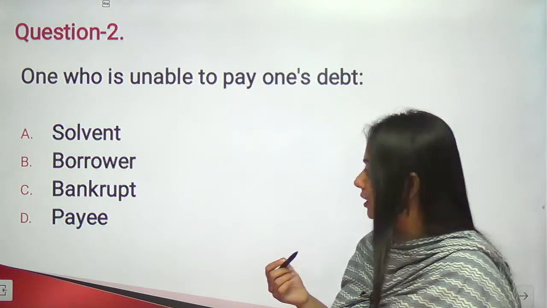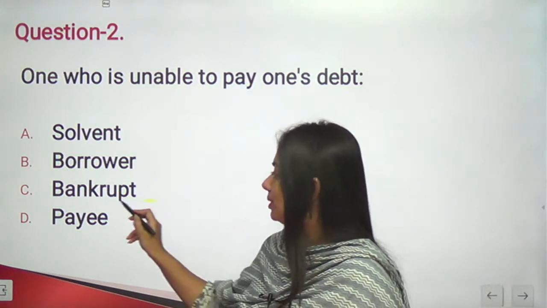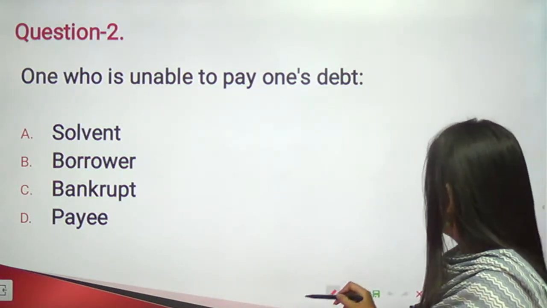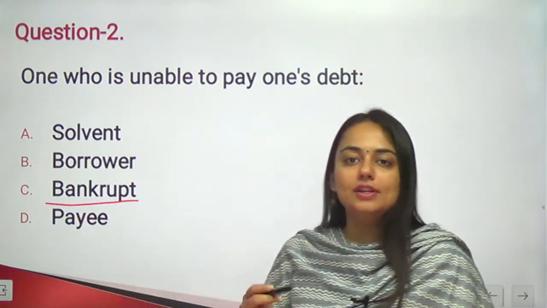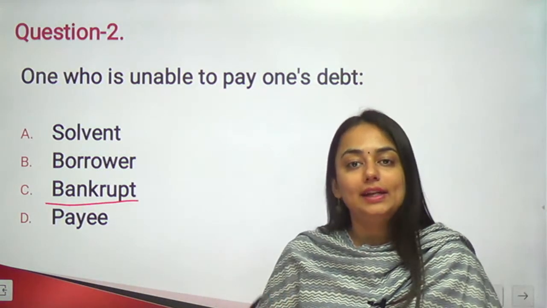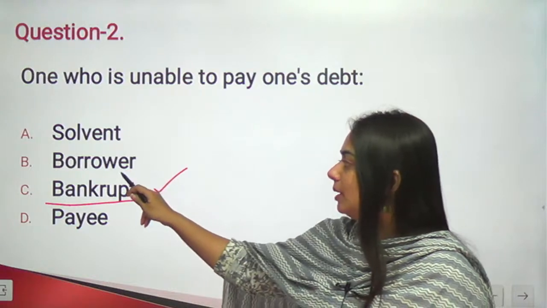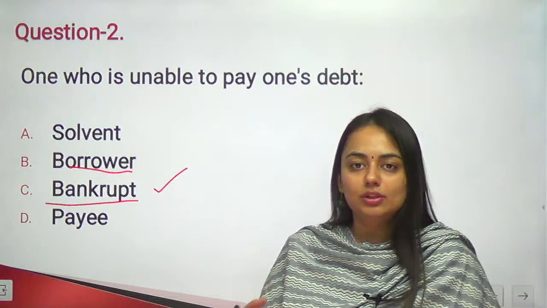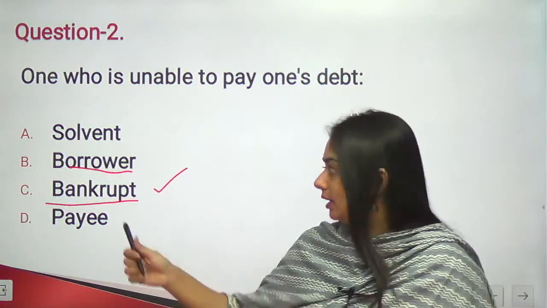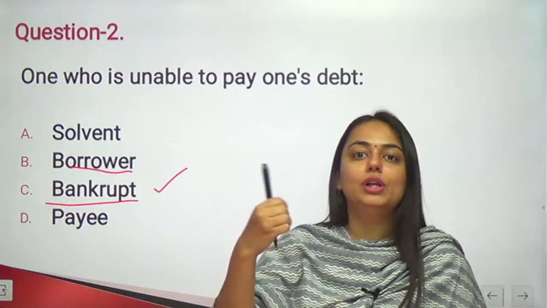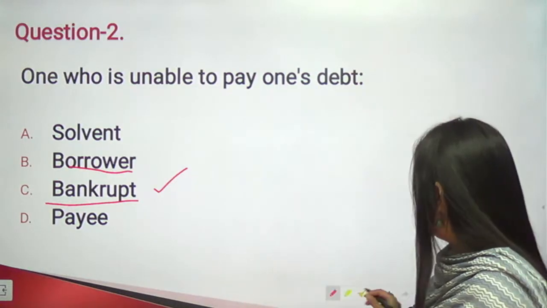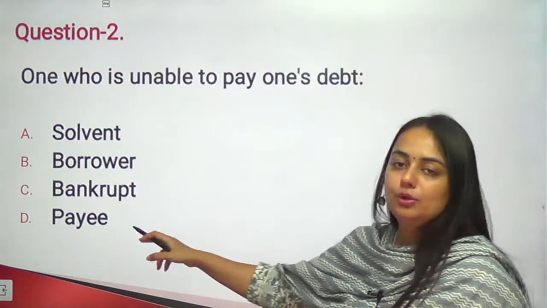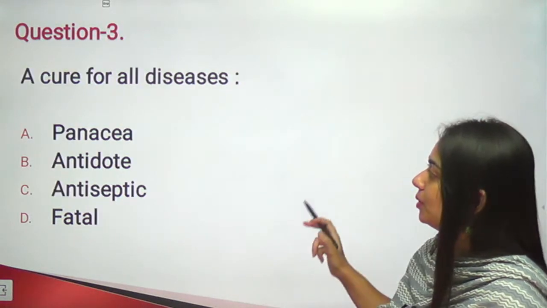Okay, so P is saying it should be C. Absolutely right, it should be C, which is bankrupt. A bankrupt is a person who doesn't have enough money to pay back the amount of the debt. It cannot be a borrower, because a borrower is not yet in a position of giving back money. Rather, this stage is before you take some debt. So it cannot be borrower, it cannot be the payee, it should be bankrupt. A payee can be reliable to pay back the money, but a bankrupt will not be.